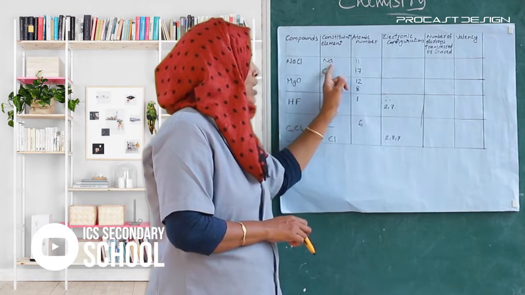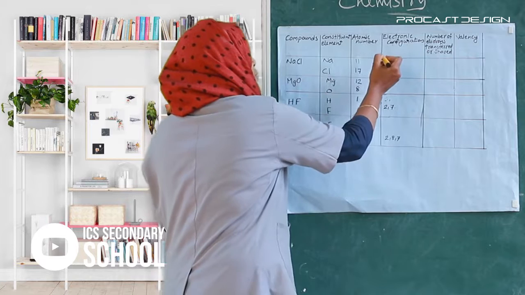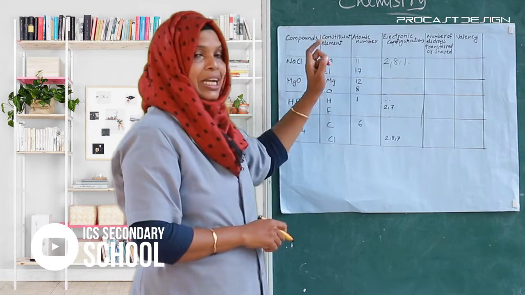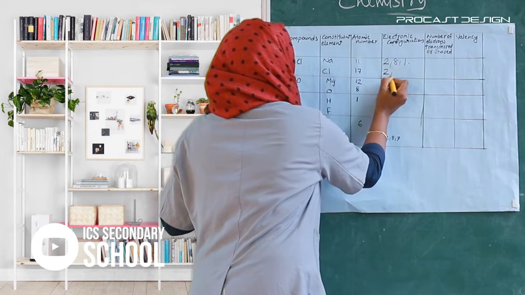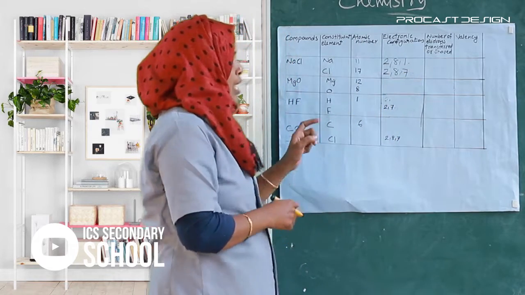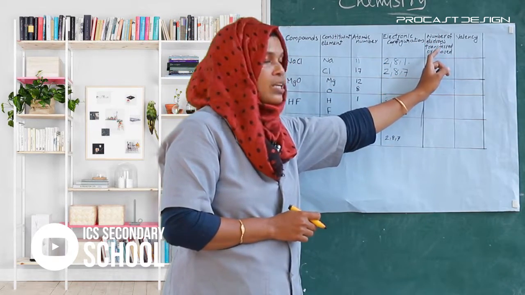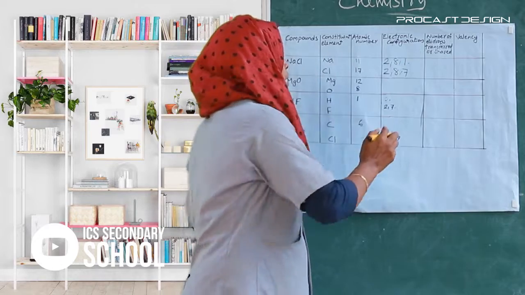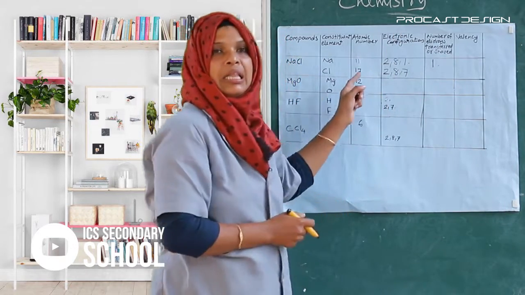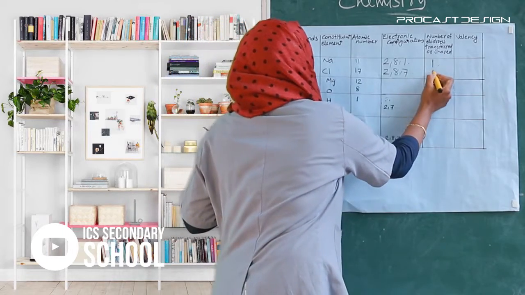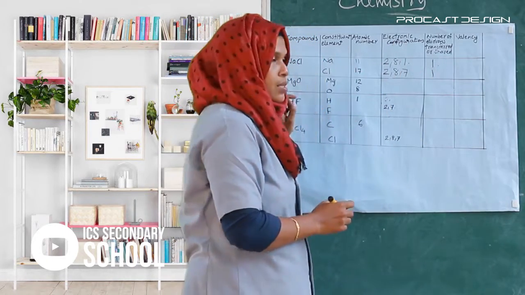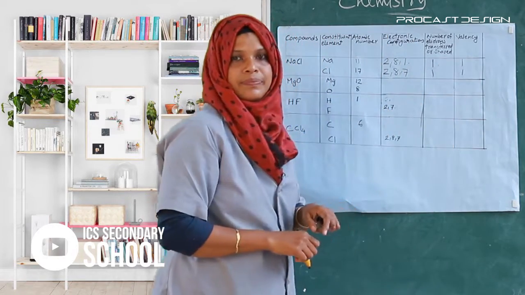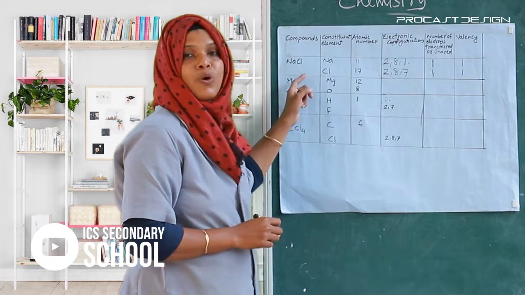The atomic number of sodium is 11 and its electronic configuration is 2, 8, 1. Chlorine's electronic configuration is 2, 8, 7. Number of electrons transferred or shared: for sodium it is 1, and for chlorine it is 1. So the valency of sodium is 1 and the valency of chlorine is 1.